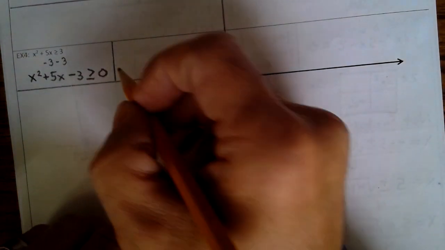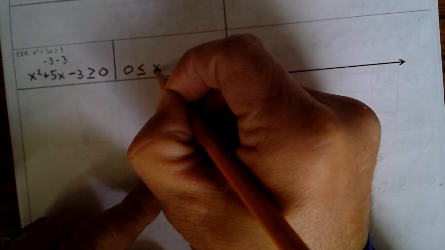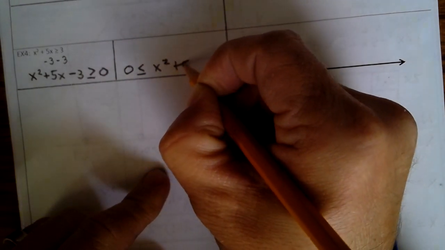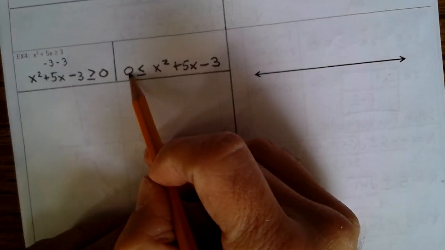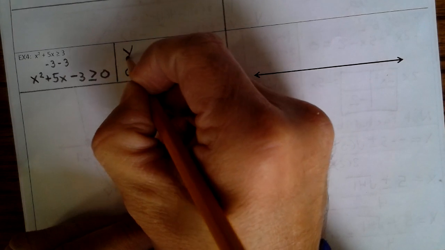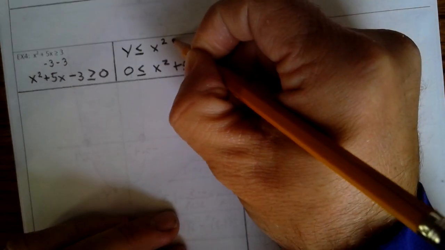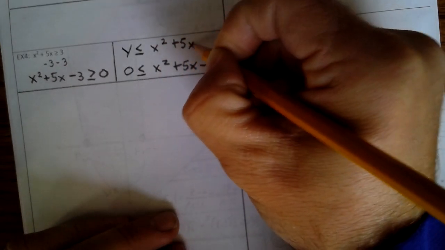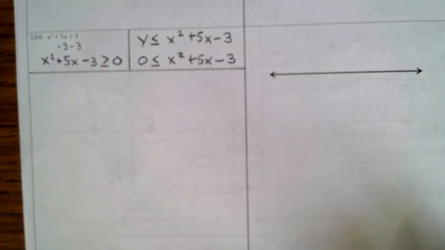Now we can rewrite this as 0 is less than or equal to x squared plus 5x minus 3. The reason we want to rewrite that is we know our y value is 0, but we want to write the inequality with a y so we know which way it's opening, up or down. So y is less than or equal to x squared plus 5x minus 3. Okay?